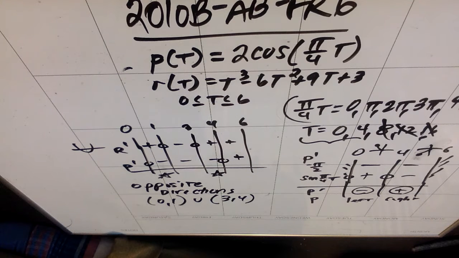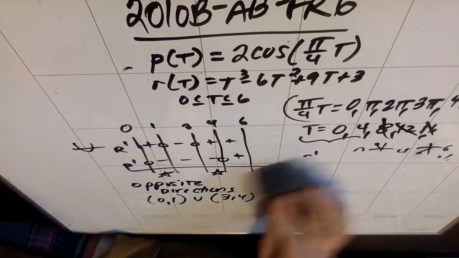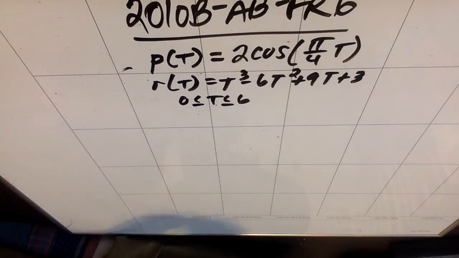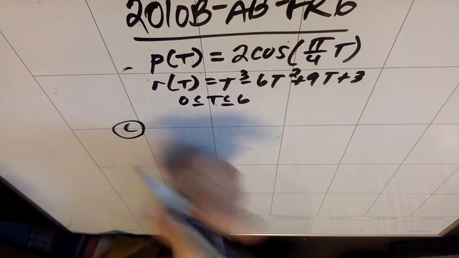Part C. Find the acceleration of particle P at time t equals 3. Is particle P speeding up, slowing down, or neither at this time? Explain your reasoning. Okay, so let's do the first thing they asked first, because even if you panic and don't know how to do something else, you can do the first bit.